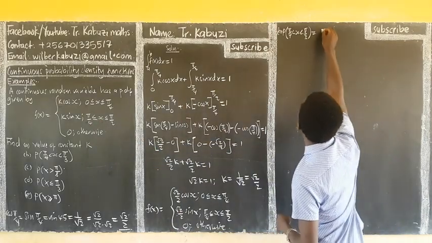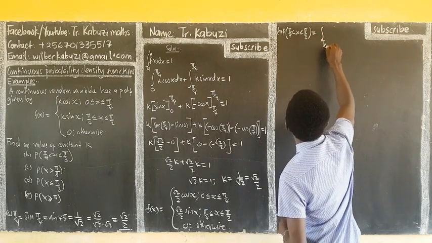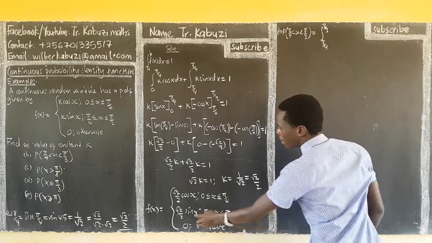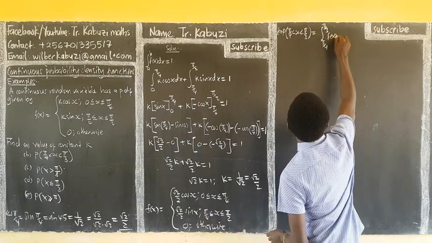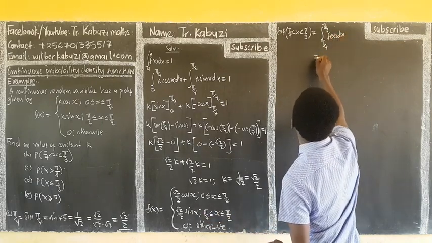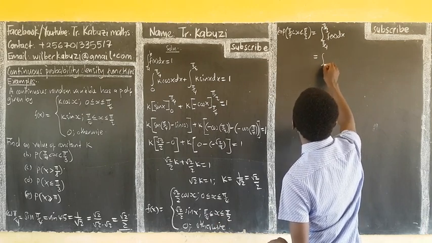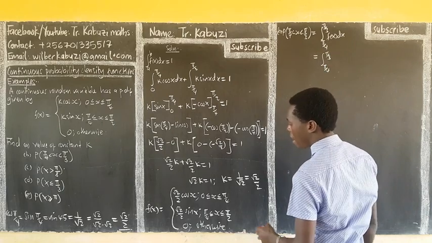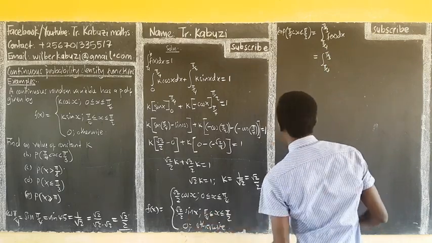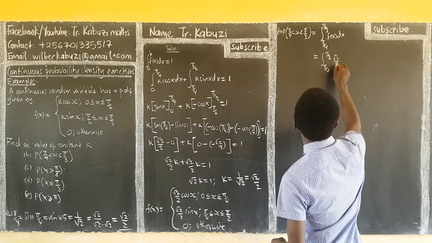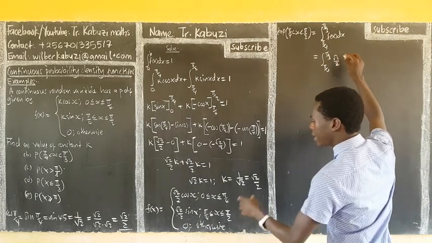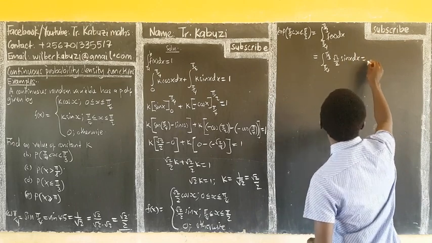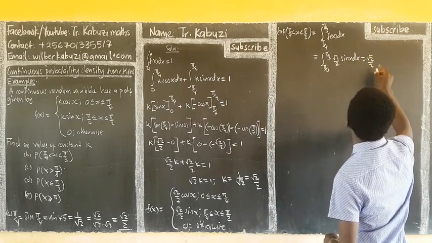So this will be the integral from pi over 4 to pi over 3 of f of x dx. The p.d.f. we are using is in this range, so we can already use this: root 2 over 2, then sine x dx, where root 2 over 2 is a constant.